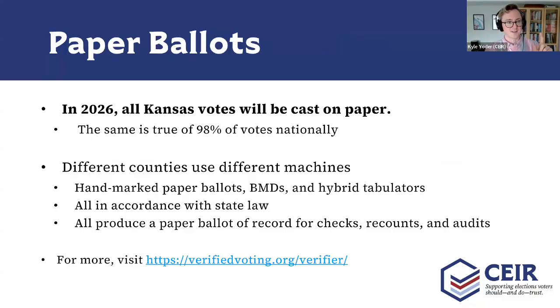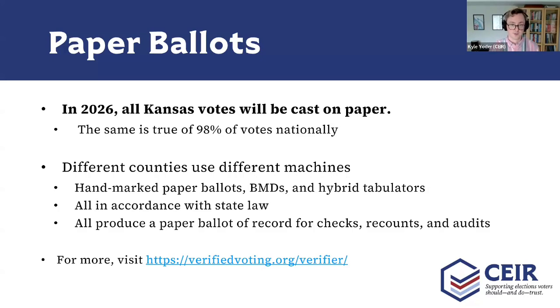Speaking of audits, key to those audits is being able to look at paper ballots and making sure that there's a physical paper record of every vote that is cast. And fortunately, all Kansas votes will be cast on paper in the 2026 election. This has been true for many years in Kansas, and the same is true of 98% of votes nationally. The one exception is the state of Louisiana, which is currently working towards replacing its voting machines and moving towards paper ballots. Different counties in the state of Kansas do use different machines, so you'll hear people talk about hand-marked paper ballots, ballot marking devices, hybrid tabulators, but across the state, all of these machines are in accordance with state law, and all are producing a paper ballot record for checks, recounts, and audits.